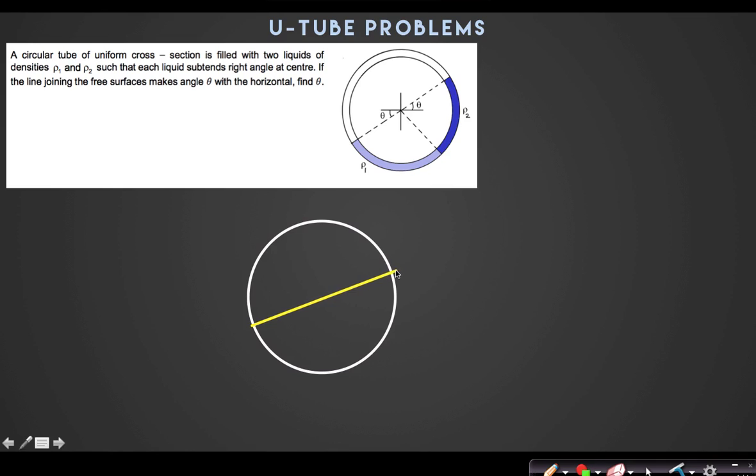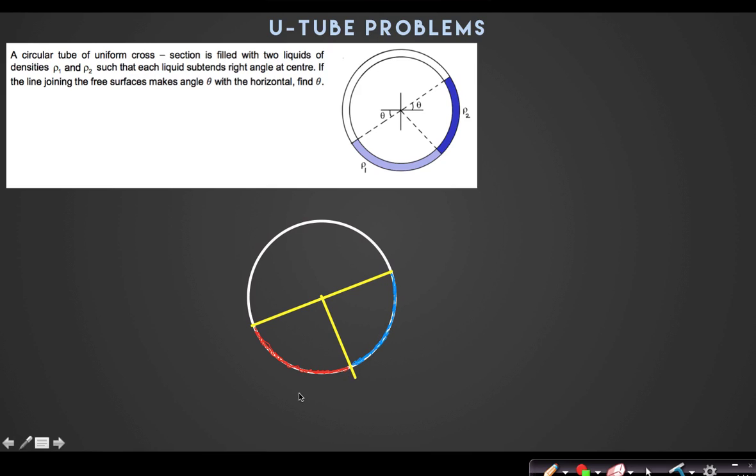Suppose this is the line with the horizontal that makes the free surfaces of the liquid. If I drop a perpendicular to that, then the liquids are up to this. So I can say that here lies one liquid. Suppose this is one liquid. Here lies one liquid. Another liquid lies here. Here lies the other liquid.